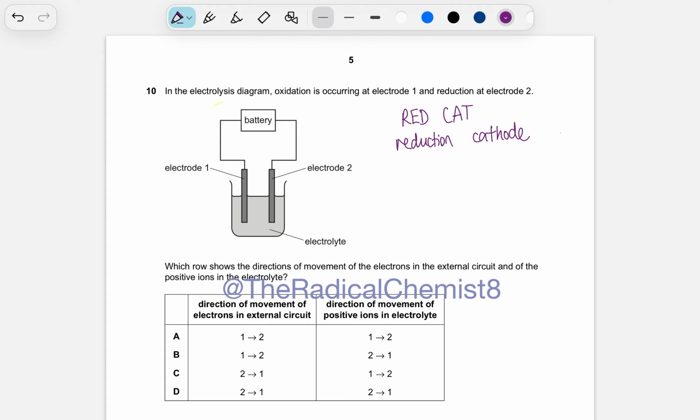So since they're telling you reduction occurs at electrode 2, electrode 2 must be your cathode, and electrode 1 the anode. So using this then, cathode is the negatively charged electrode and anode is the positively charged electrode. I remember either add for anode, or you can remember panic. So positive anode, negative is cathode.